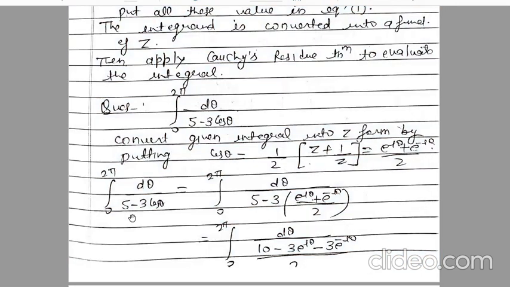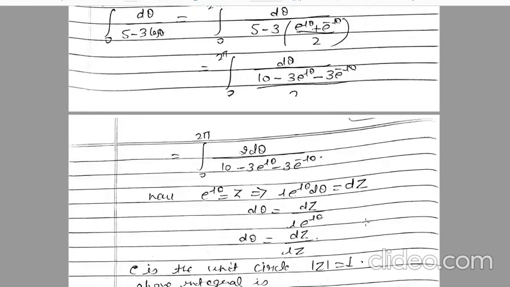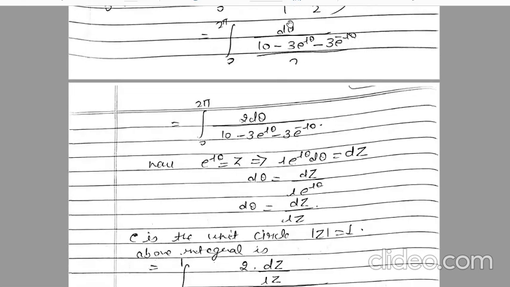0 to 2 pi d theta upon 5 minus 3 cos theta is equal to 0 to 2 pi d theta upon 5 minus 3 times the cos theta value. Just solve this taking 2 as the LCM. So 2 into 5, 10 minus 3 e to the power i theta minus 3 e to the power minus i theta. Right? The 2 comes into the numerator, and the denominator is 10 minus 3 e to the power i theta minus 3 e to the power minus i theta.